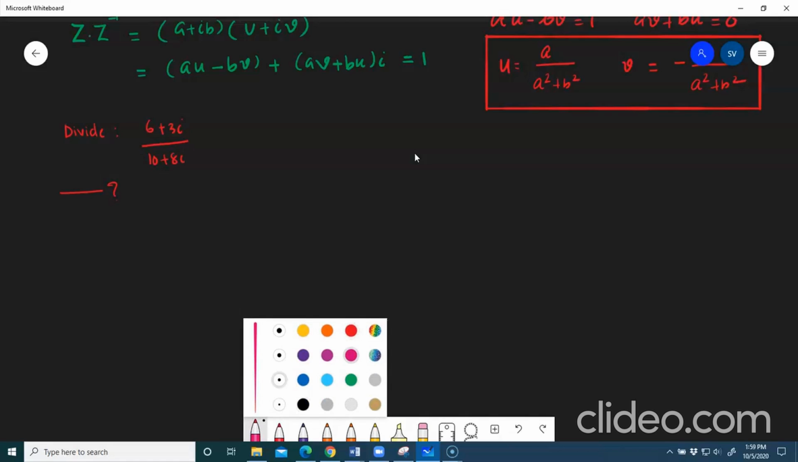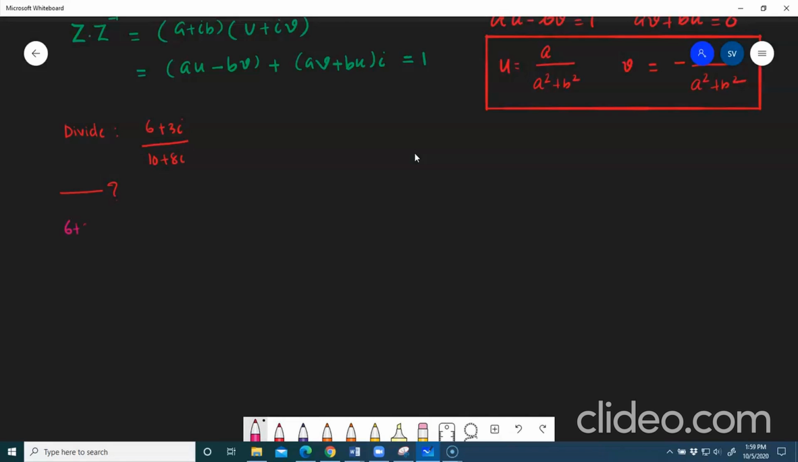Okay, (6 + 3i)/(10 + 8i) can be rewritten as (6 + 3i) times (10 + 8i) to the power negative 1. The rule I used here is x/y = x times y to the power negative 1. This is the rule that I used here.